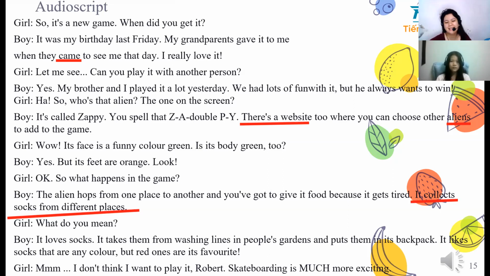All right, Anne, can you see the red lines? Okay, I can see red. These are the words that you mispronounced while you were reading, okay? I want you to read it again and repeat after me. Came. Came. And then there's a website. There's a website, okay? And this one is aliens. Aliens.